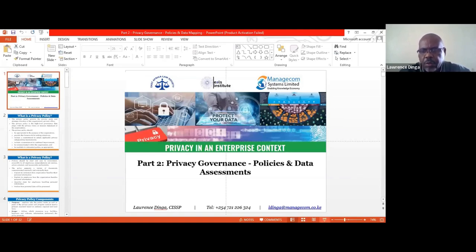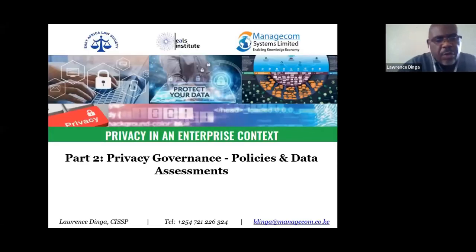So today we are going to look at still privacy governance, but we are going to look at the policies and data assessment. These are some things which are very important within the organization, because there's no way you can have your program in place when you do not have policies, you do not have things like data assessment. And we are going to see what these things are all about.